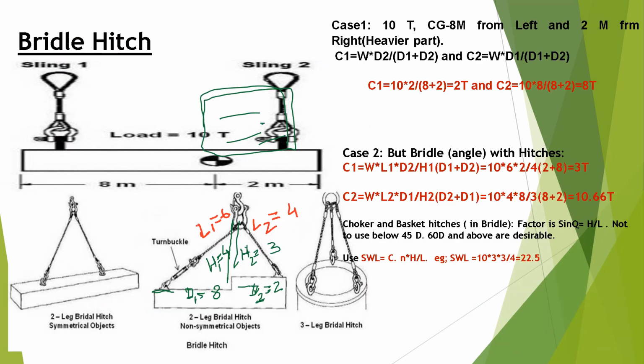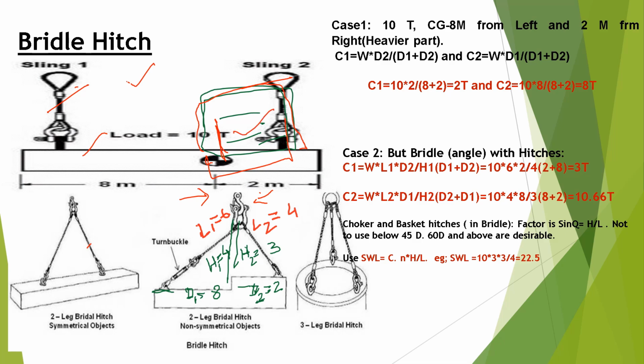Another thing, sometimes we have to lift an uneven or unsymmetrical load. So different patterns of hitches are used in that case, in combination. Two or more ropes are used at a certain angle. It gives a combination of hitch known as bridle hitch. And a bridle hitch can also be used with a vertical pattern, two vertical hitches used for an unsymmetrical load. Here we are given an example of a 10 ton load. Center of gravity is 8 meters from the left, 2 meters from the right. The heavier part is towards the 2 meter side.